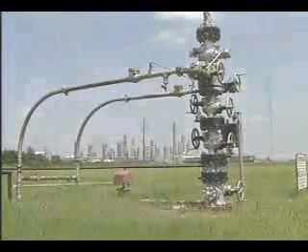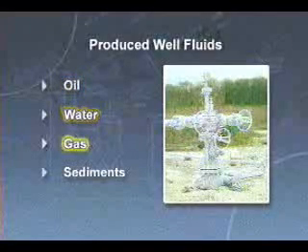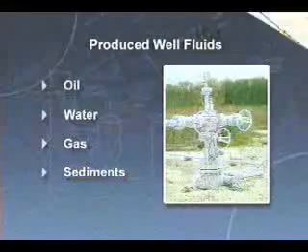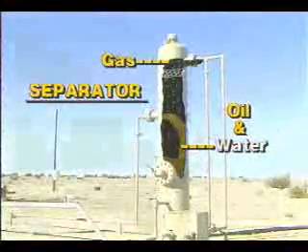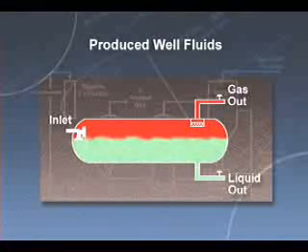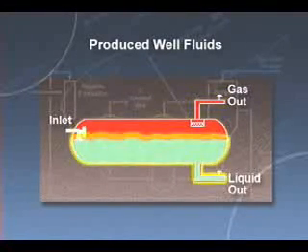Produced well fluids typically consist of varying amounts of oil, water, gas, and sediment. The first step in processing these fluids is to split them up into their individual components. This generally takes place at some type of separator. A two-phase separator is a device that separates produced well fluid into gas and liquid phases.